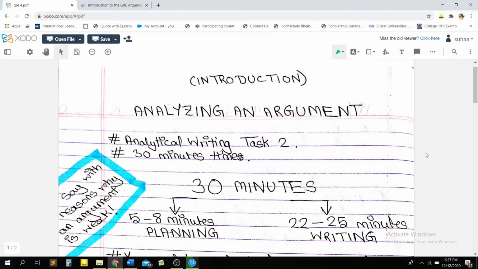So today we are going to be discussing the analyzing an argument topic in the analytical writing section of the GRE exam. The analyzing an argument section is basically task 2 of the GRE analytical writing paper. If you remember, there are 2 tasks in the analytical writing section. Each is 30 minutes. So you will get 30 minutes to write an essay on this section.